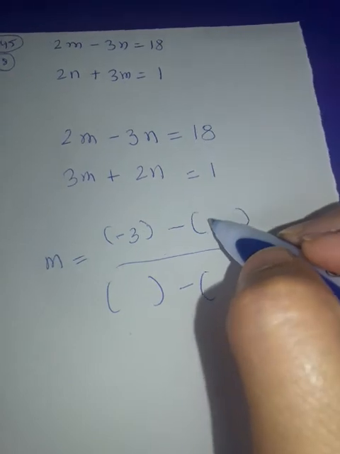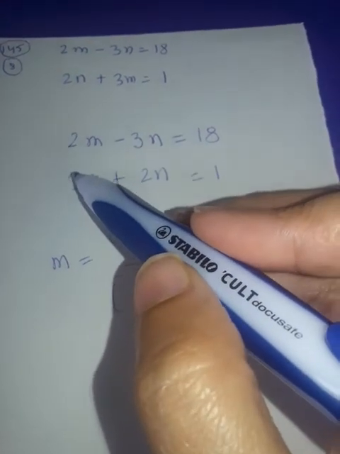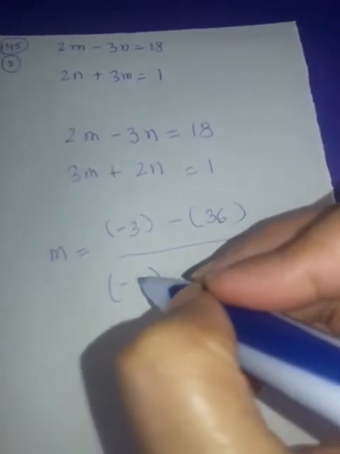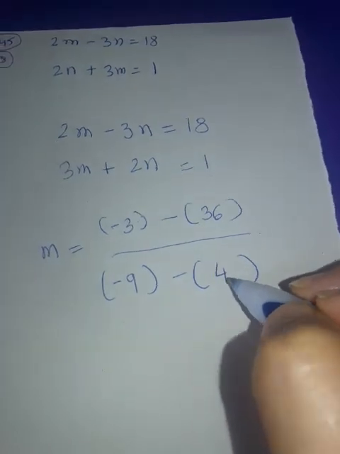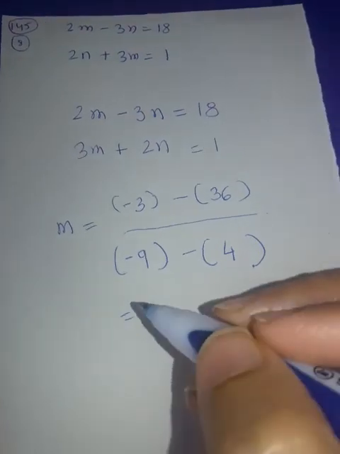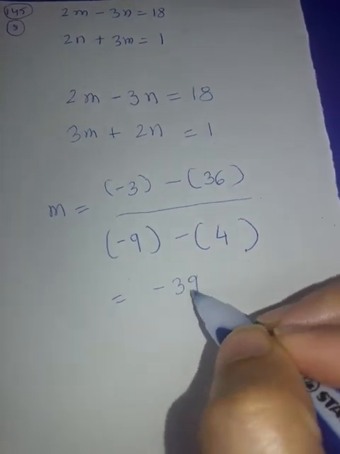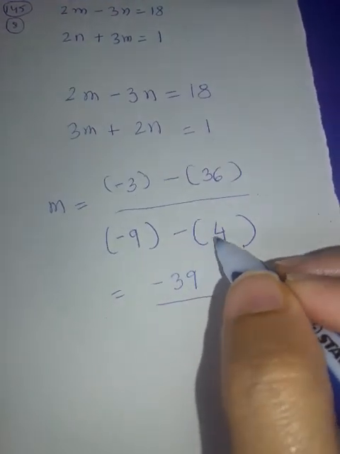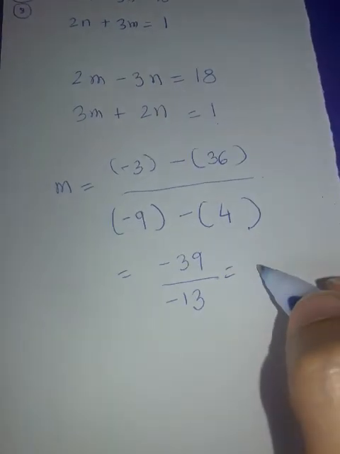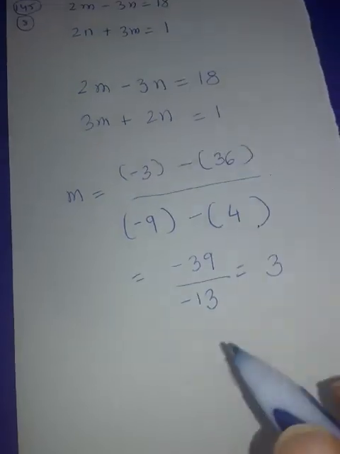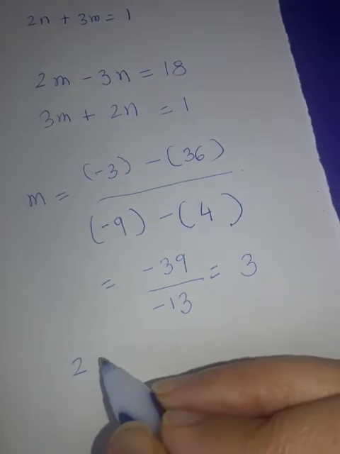18 into 2, 36. Now denominator. Minus 3 into 3, minus 9. 2 into 2, 4. Solve this. Minus 3 minus 36 is minus 39. Minus 9 minus 4 is minus 13. 13 3s are 39. Both are minus, so answer will be plus. M is 3.